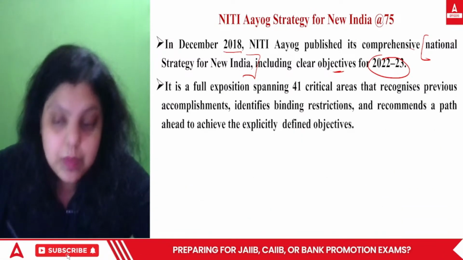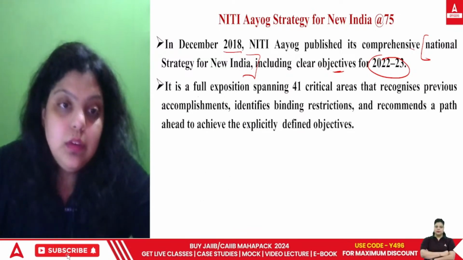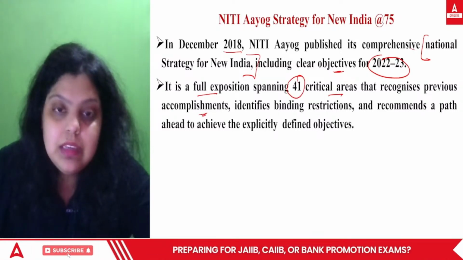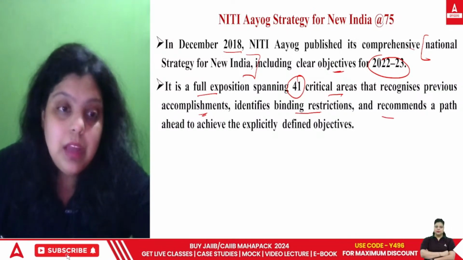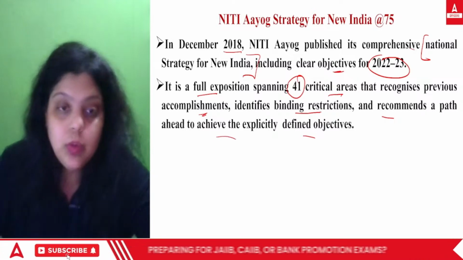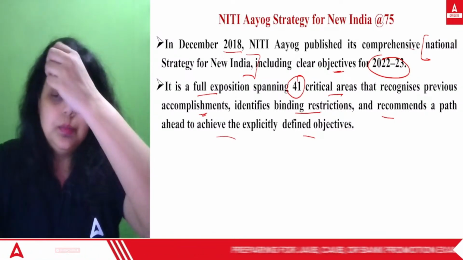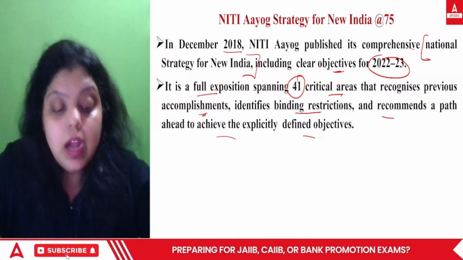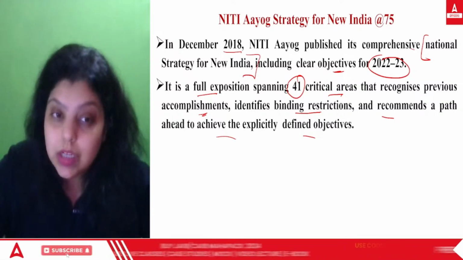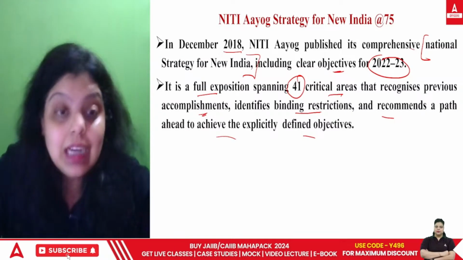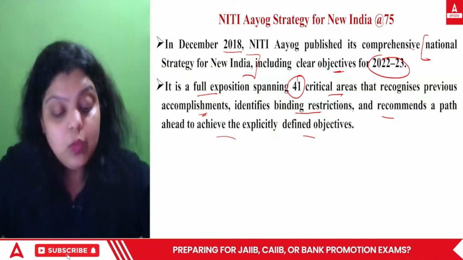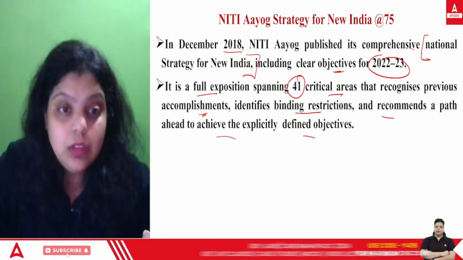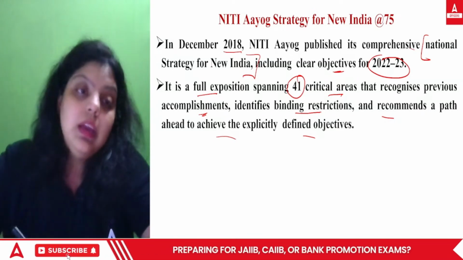Okay, so what was in this particular National Strategy for New India? It was a full exposition spanning 41 critical areas that recognizes previous accomplishments, identifies binding restrictions, and recommends a path ahead to achieve the explicitly defined objectives. So here the NITI Aayog has given us a document in which it has defined what we have to do, how we have to achieve the target, what the critical areas are where we have to focus, where we have to work, what our previous accomplishments were, what we have already achieved, and what we have to achieve, what the binding restrictions are now, and what path you have to follow to achieve all the objectives and all the goals and targets. All this has been defined by the NITI Aayog in the particular document.